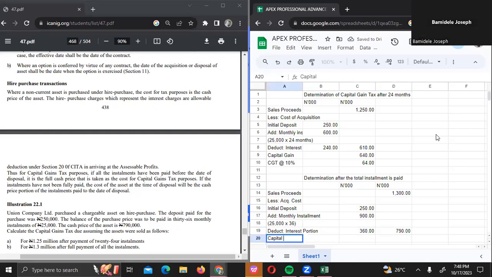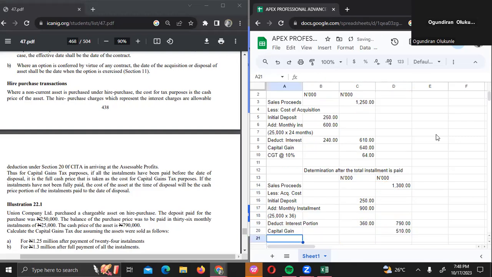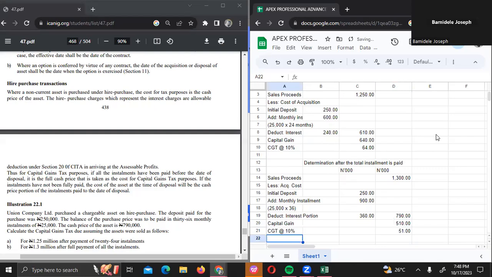So capital gain is how much? 13 minus 790. And then you have capital gain tax, CGT at 10%. That gives you what? Is that very clear to you? Yes. Any question?